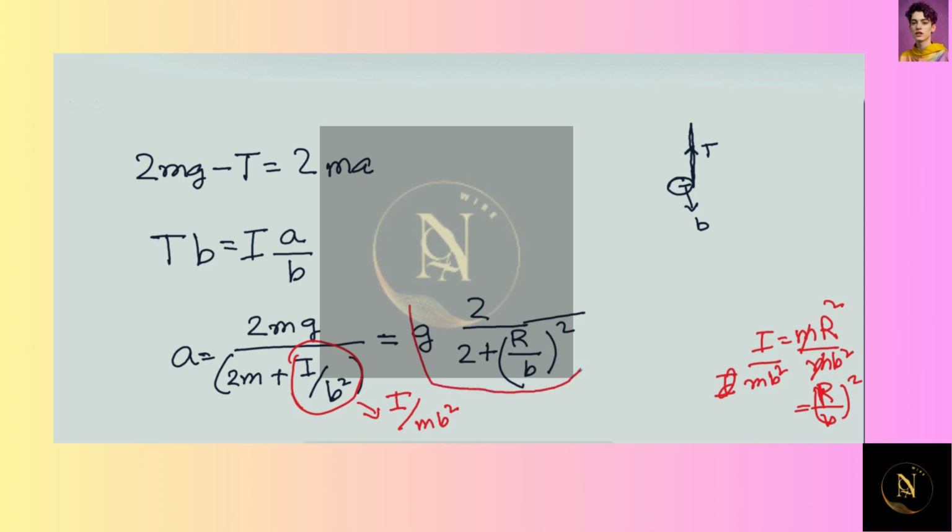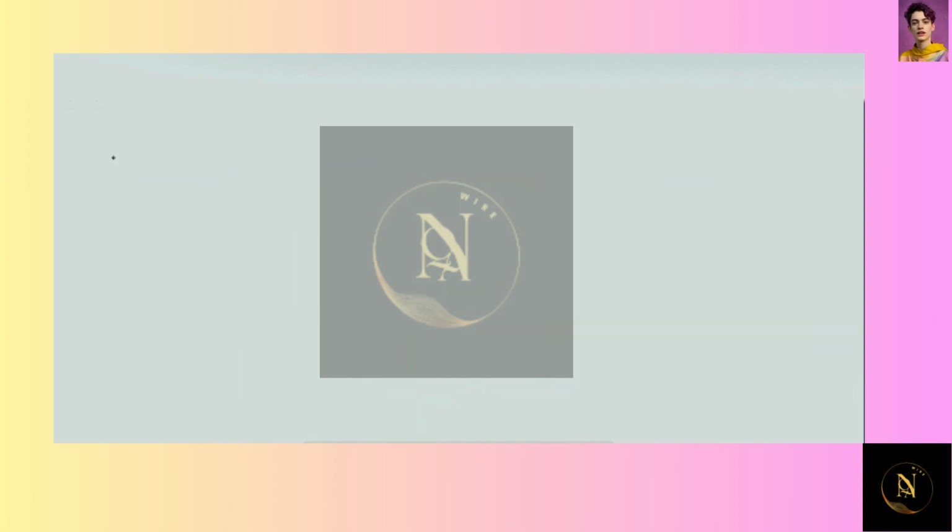So this is the final expression for the linear acceleration, and we know that alpha is nothing but a over b, so we just need to divide this expression by b to get alpha. So alpha is g times 2 divided by 2 times b plus r squared by b.